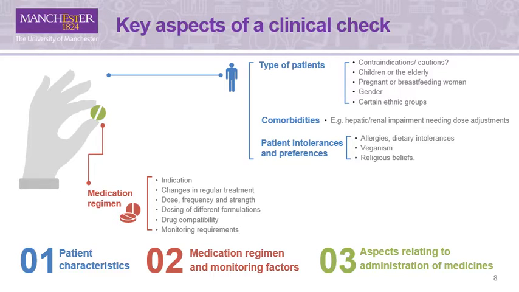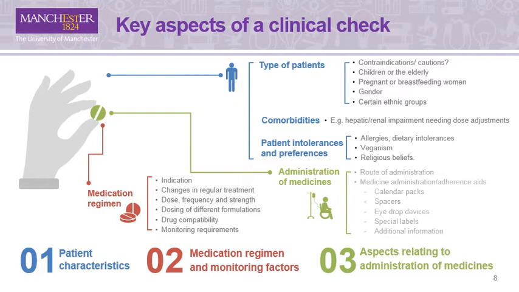Finally, you should finish your clinical check by looking at the aspects related to the administration of medicines. These include factors such as the route of administration, ensuring that it is appropriate for the patient. For patients that may benefit from the use of an adherence aid, such as the elderly, you as the pharmacist should consider their benefits. Examples of such aids are calendar packs for polypharmacy, spacers for inhalers, devices that help the administration of eye drops, braille, and other special labels. You should also consider any additional information that may help the patient in administering their medications.